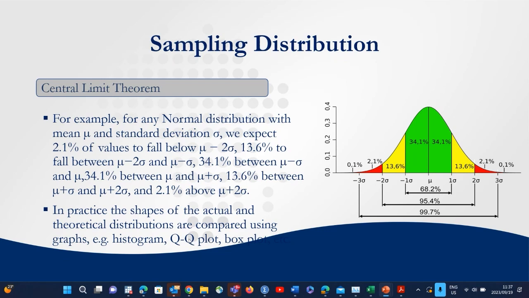So in practice, the shape of the actual and the theoretical distribution are compared using graphs. So you'll have this theoretical, what we know, and then we have data, and we will take what we are seeing from the collected data and compare it against the theoretical to be able to see if it's symmetric and the deviation from symmetry.